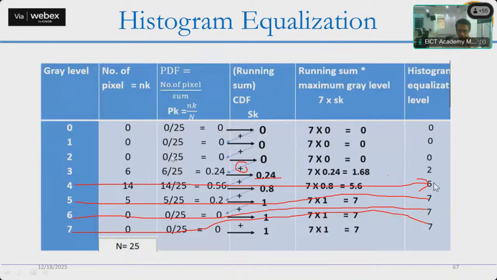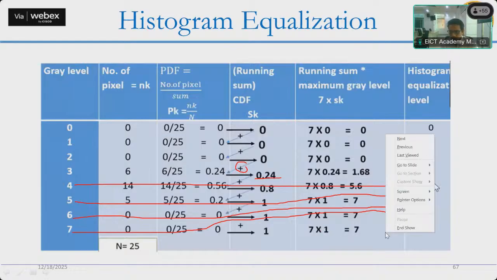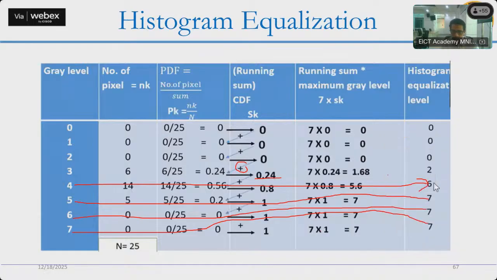This 0 will add up with this 0 value. This will add up again 0. Now 0 plus 0.24. This 0 plus 0.24 is equal to 0.24. Then 0.24 plus 0.56 when we are moving in this direction. Is it understood? So this has become 0.8. Instead of 0.56, it has led to the 0.8 value. Is it understood?